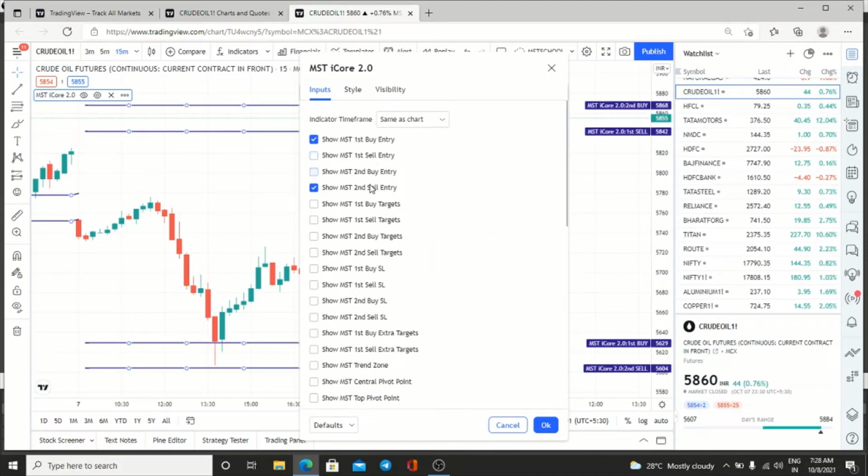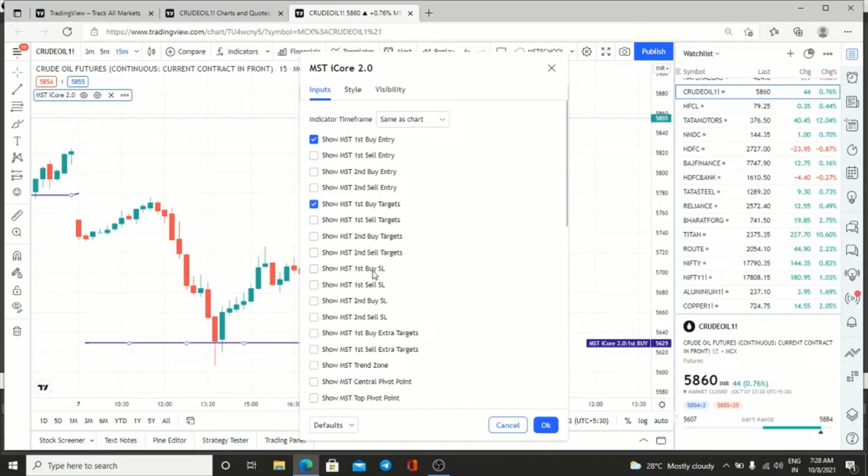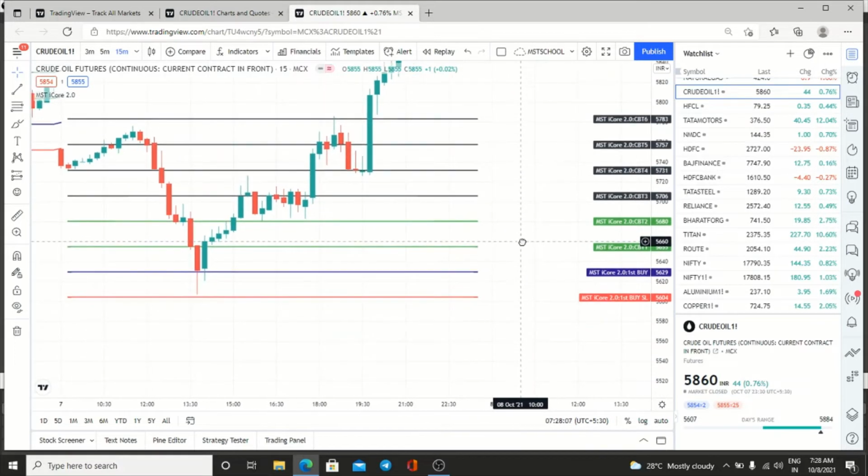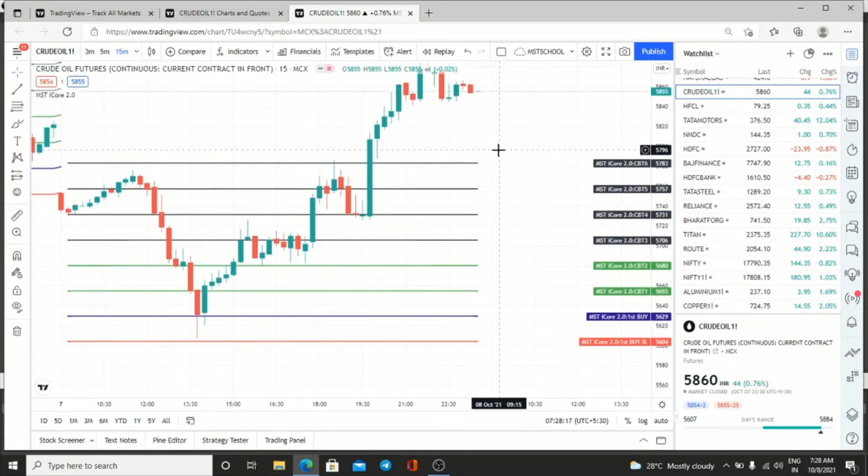Enable first buy targets, first buy SL, first buy extra targets. So this is our reversal point. See, none of the candle has closed below. Immediately we have got the entry. So we can go for the reversal entry. In a monthly setup, you can be ready with the pending order. Immediately it will come, it will just touch the line, then it will go up.